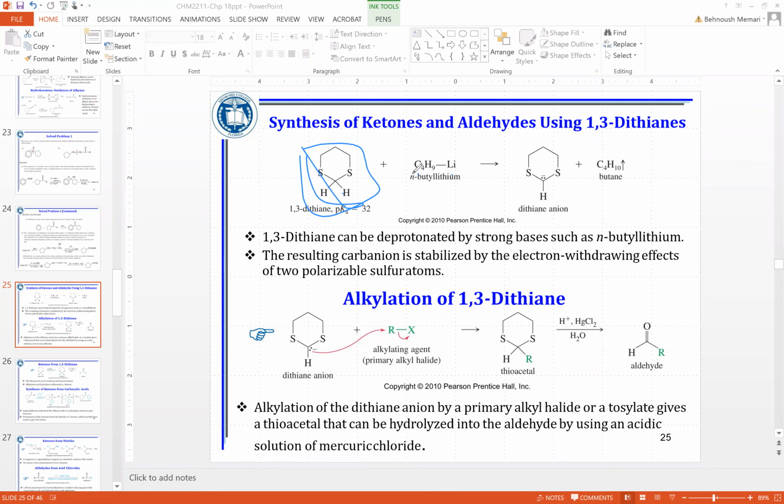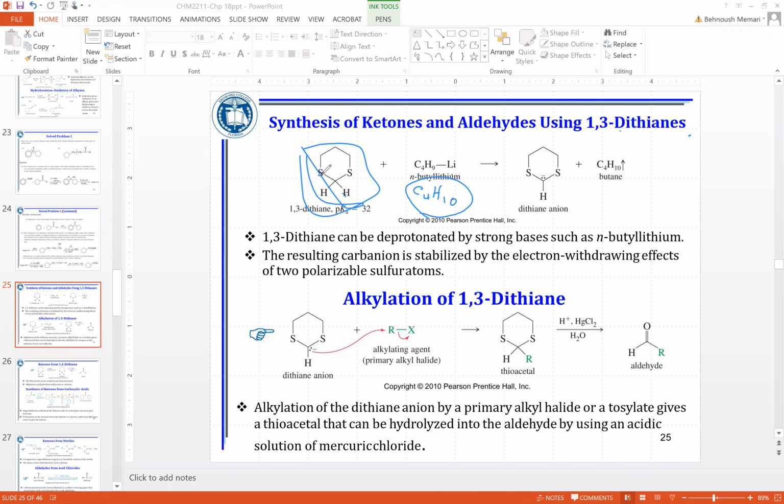What makes butyl lithium a good base? Because if butyl lithium removes the hydrogen from your compound, it's going to change to butane. So C4H9 would change to C4H10, which is a lot more stable. C4H9 is a conjugate base to C4H10. C4H10 is a very weak acid, so the conjugate base is going to be a strong base. So is it strong enough to remove hydrogen from dithiane?